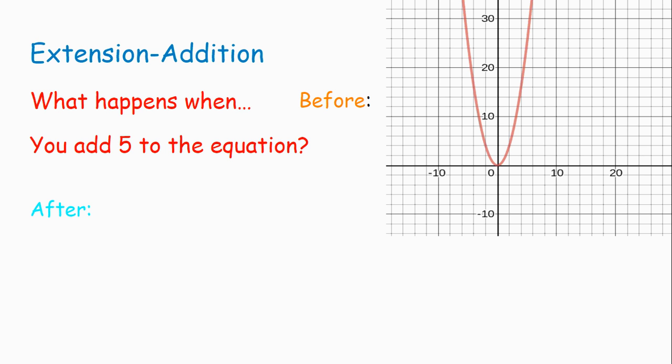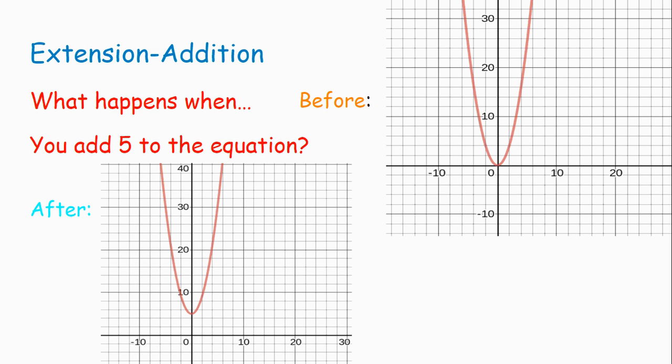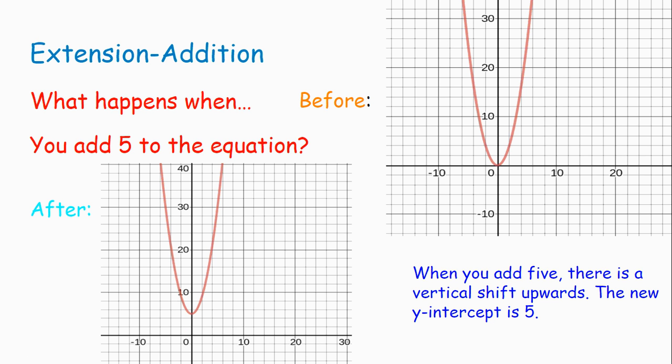So basically, this is the addition part of the extension. Before we had the parent function, and after we add 5, the y-intercept goes up 5 because there is a vertical shift upward, so the new y-intercept is 5.